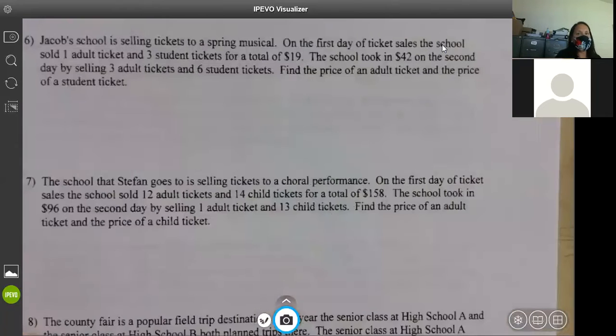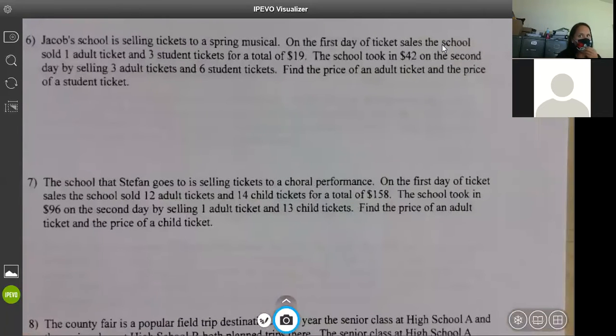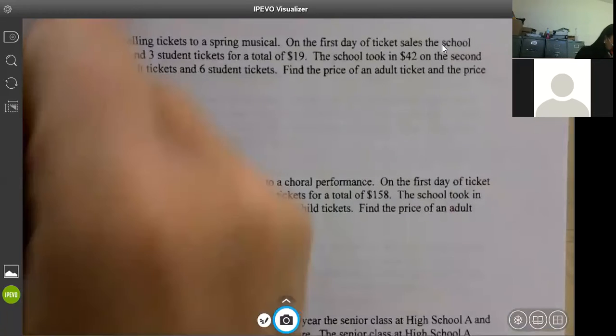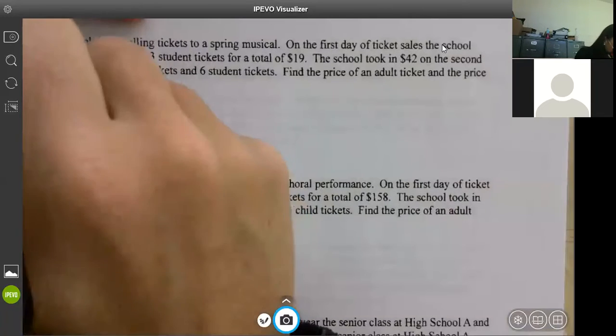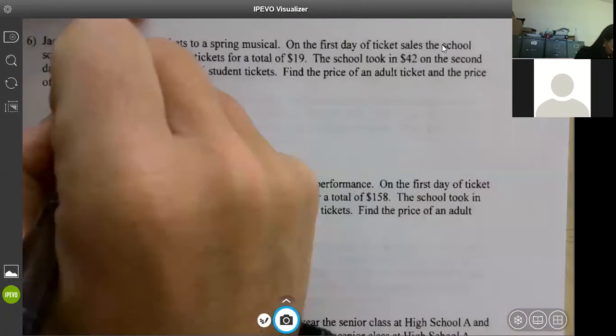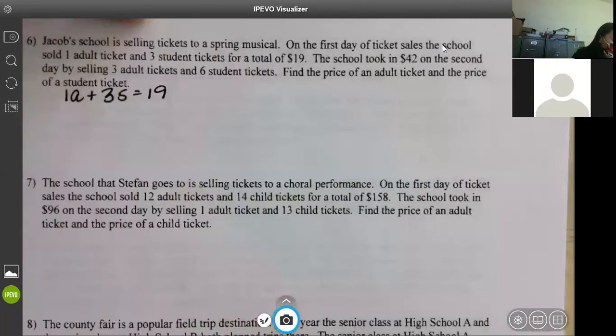All right, the school is selling tickets to a spring musical. On the first day of ticket sales, the school sold 1 adult and 3 students for a total of 19. How do I write that? Perfect. The school took in 42 on the second day by selling 3 adults and 6 students. So how do I write that to match this equation?